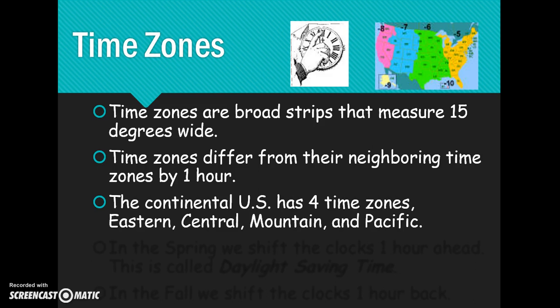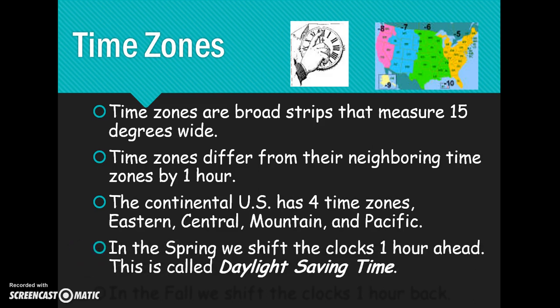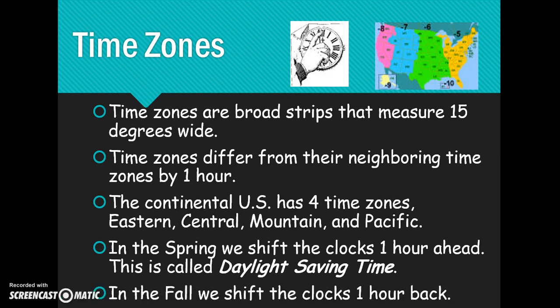You probably have already gotten used to a TV show that you like to watch. It begins at 8 o'clock Eastern. You quickly know that that doesn't mean 8 o'clock our time because we are Central. It means 7 o'clock Central. In the spring, we have daylight saving time, when we shift the clocks ahead or we spring forward 1 hour. In the fall, we fall back 1 hour.